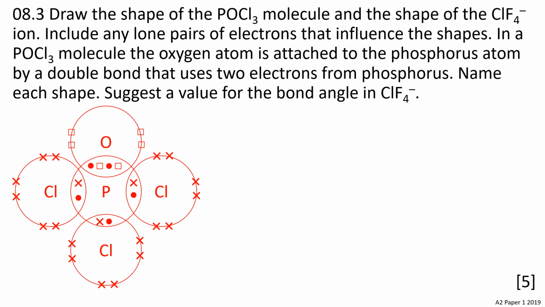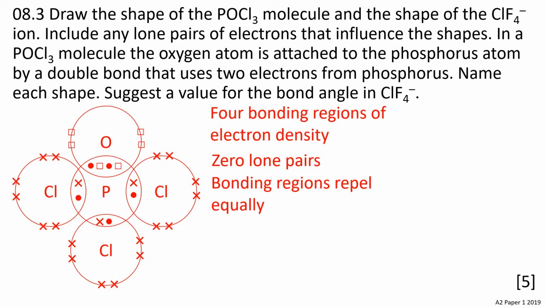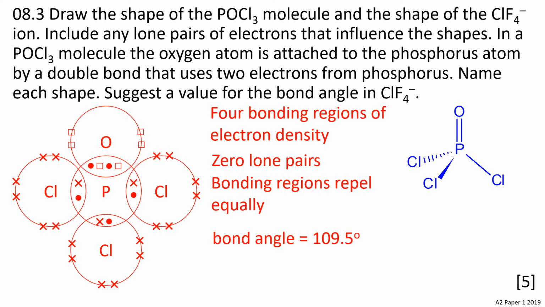It's important to note that phosphorus has got 10 outer shell electrons, but that's fine. Phosphorus can expand its octet and it will make stable molecules in which it has got more than 8 outer shell electrons. So there are 4 bonding regions of electron density around the phosphorus atom. There are 0 lone pairs. The bonding regions will repel equally. So the bond angle, although we weren't asked for it, is going to be 109.5 or thereabouts. The shape I've given there is the tetrahedral structure.